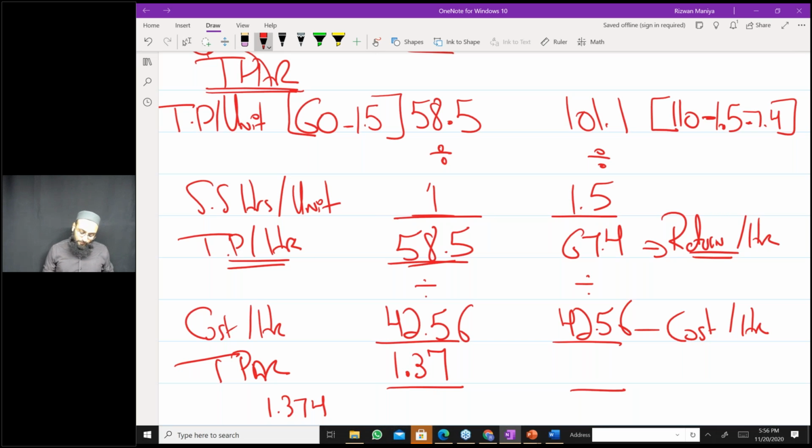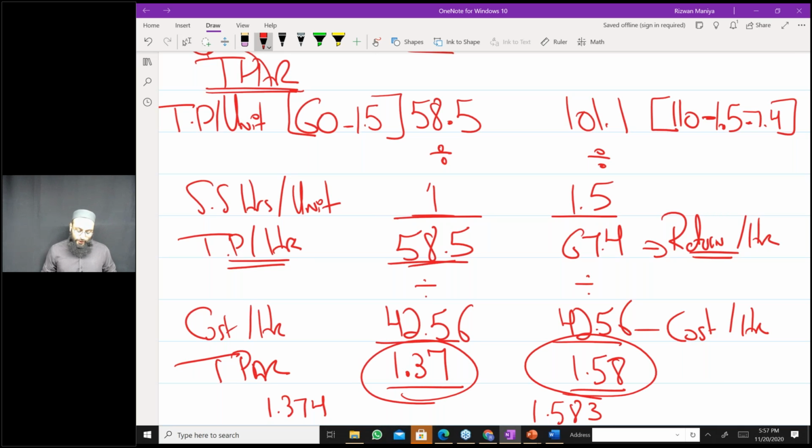Okay. Second, 67.4 divided by 42.56. Okay. So the answer is I'm getting 1.583. So what should I write here? 1.58. Right. Two decimal places. 1.37, 1.58. Okay. Agreed, guys? Right.